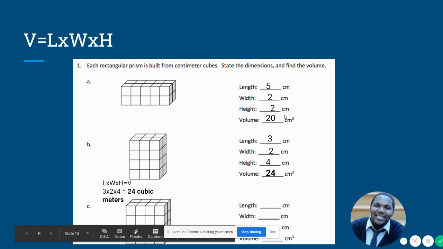Notice that here, after we calculate the volume, that is no longer just 5 centimeters, 2 centimeters, 2 centimeters, 20 centimeters. It's 20 cubic centimeters, because how many centimeters have you multiplied together? 3. All right, so it's 24 cubic centimeters.